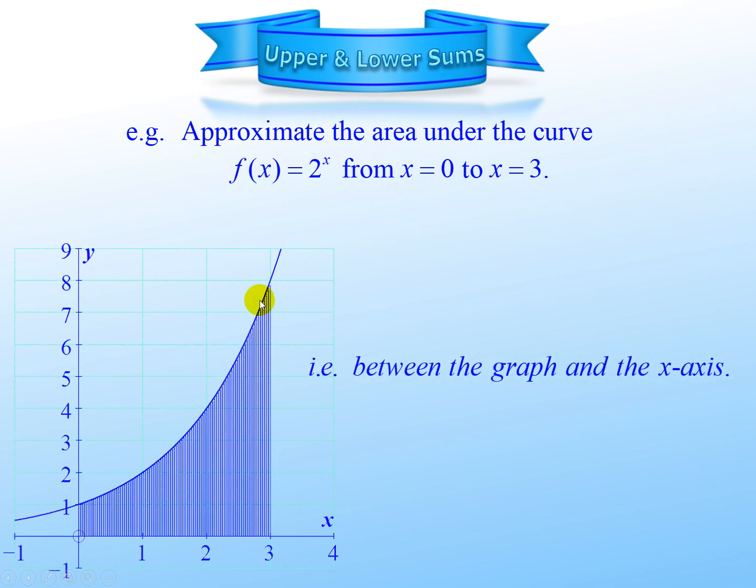There's our f of x equals 2 to the x. I'm going from x equals 0 to x equals 3. And it's the area under the curve down to the x-axis.